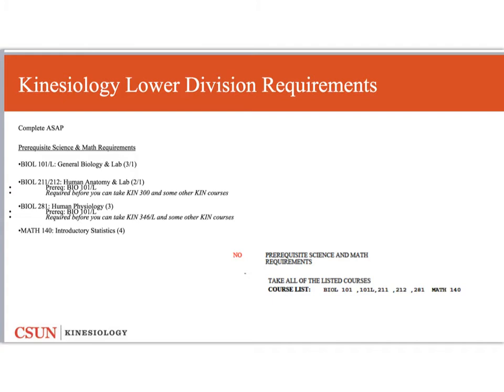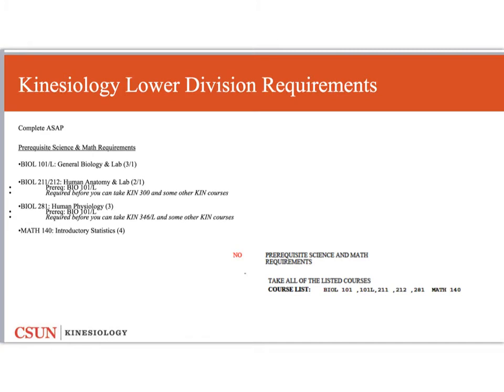If you haven't taken general bio yet, you absolutely need to take that your first semester. General bio is a prerequisite for anatomy and physiology, and anatomy and physiology are prerequisites for other courses, so if you want to complete your degree in 2 years, you need to get that general bio right away.